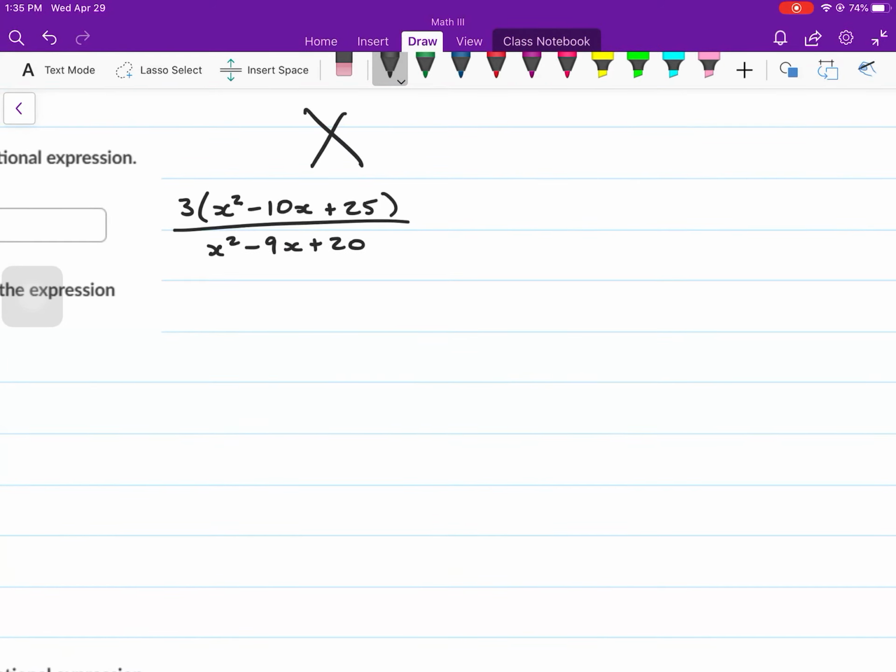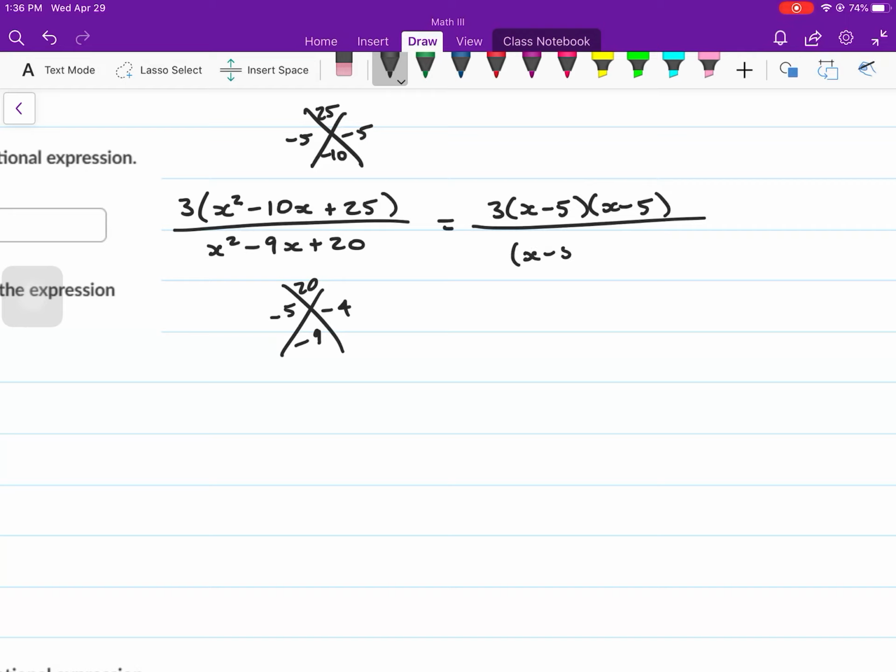So for the top one, what multiplies to 25 and adds to negative 10 would be negative 5 and negative 5. So this would be 3 times x minus 5 times x minus 5 all over. And then on the bottom, what multiplies to 20 and adds to negative 9 would be negative 5 and negative 4. So that'll be x minus 5, x minus 4, and the x minus 5's cancel, leaving us with 3 times x minus 5 over x minus 4.